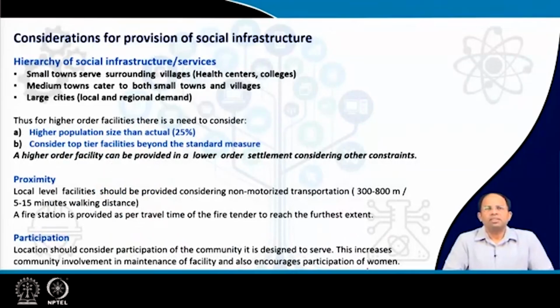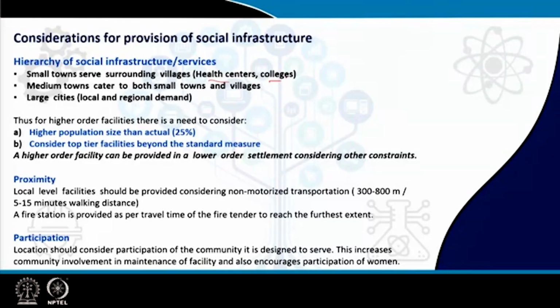So what should be the considerations for provision of social infrastructure? There are some characteristics or properties which we should consider when we determine what sort of social infrastructure needs to be provided. The first characteristic is the hierarchy of social infrastructure or the service. Small towns can serve the surrounding villages. So if I have health centers, colleges, all these things, we may not provide them in the smaller village, but we can have it in that small town, and this small town will serve the villages in the surrounding area.